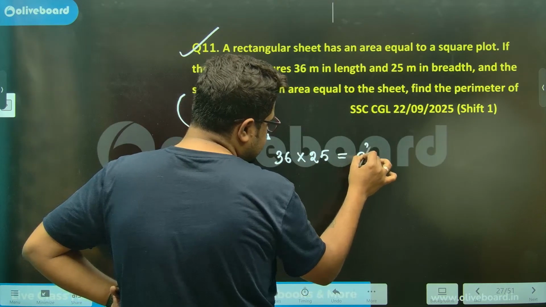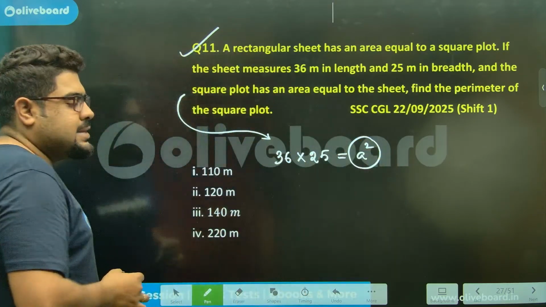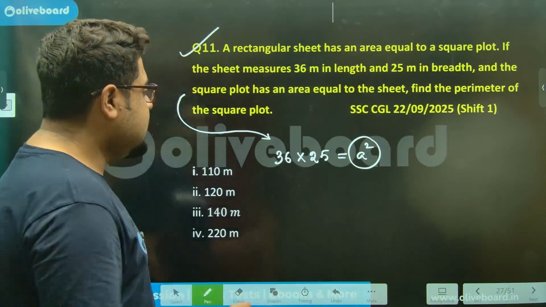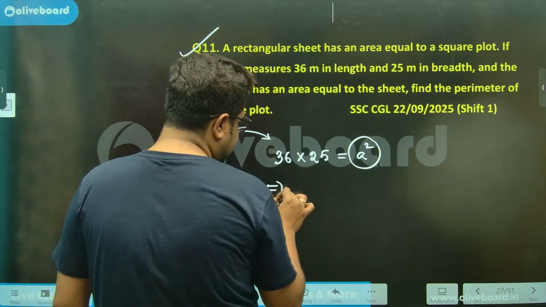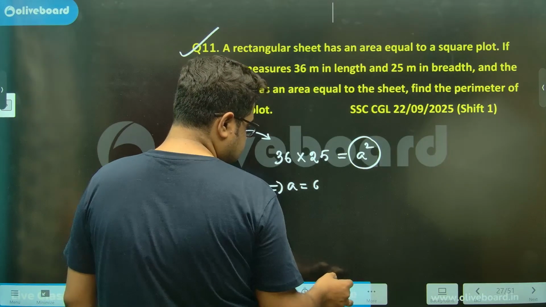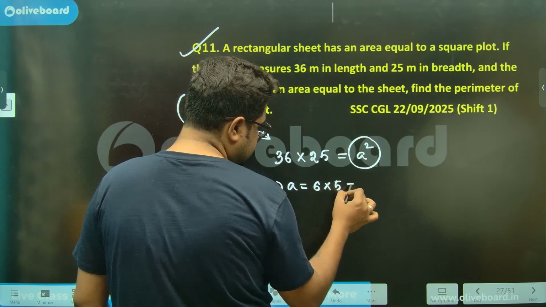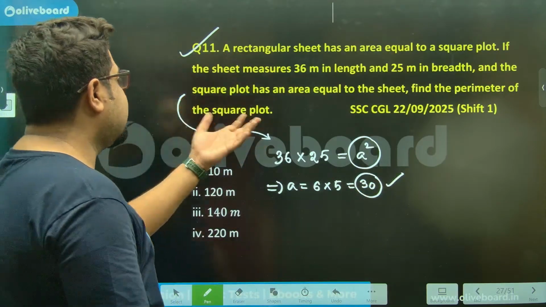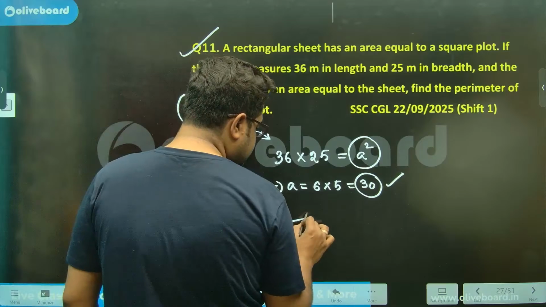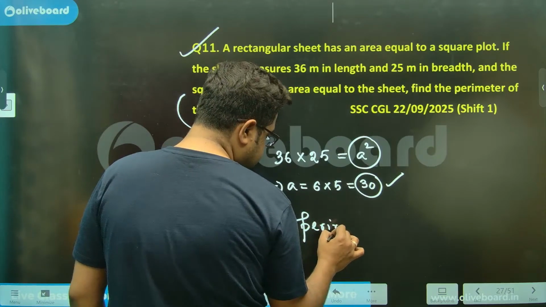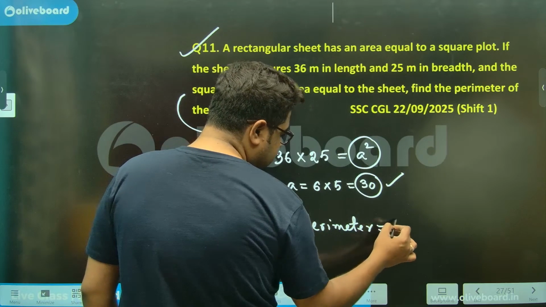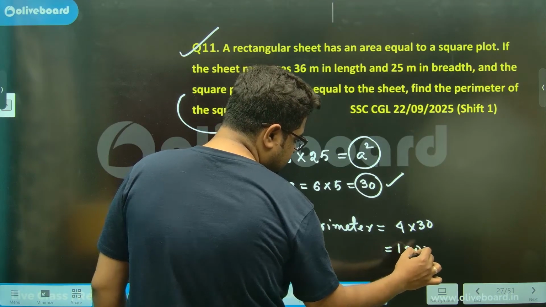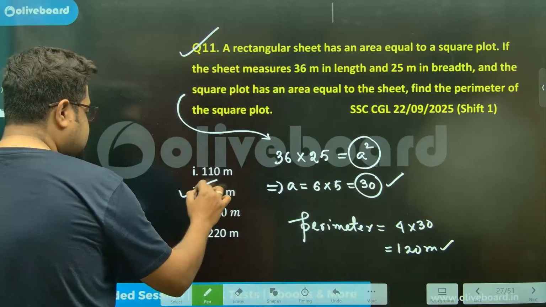So 36 into 25. That is a square. If I say a is the length of each side of the square plot, so that means a will be 5 into 6, which is 30. Now they are asking perimeter. Perimeter will be 4 times 30, 4a, which is 120. 120 meters, option number 2.